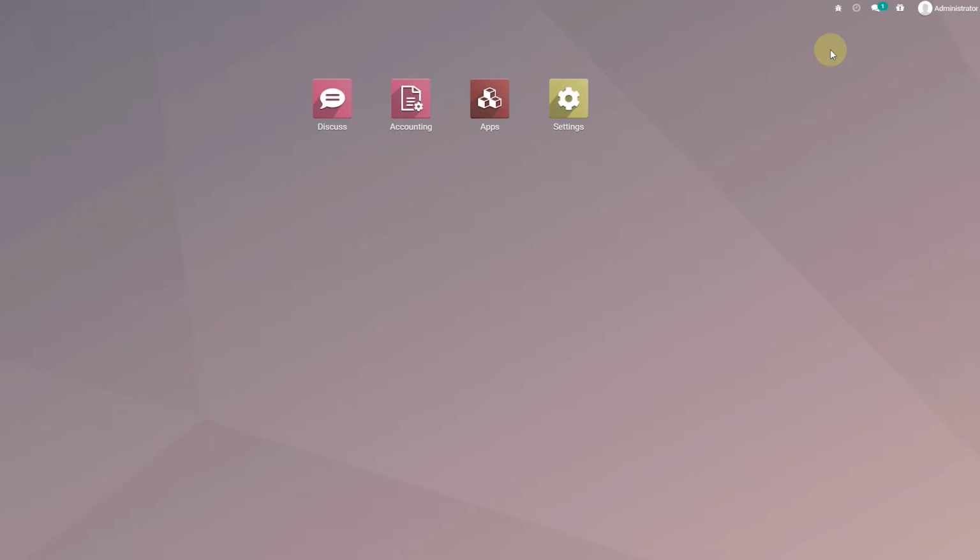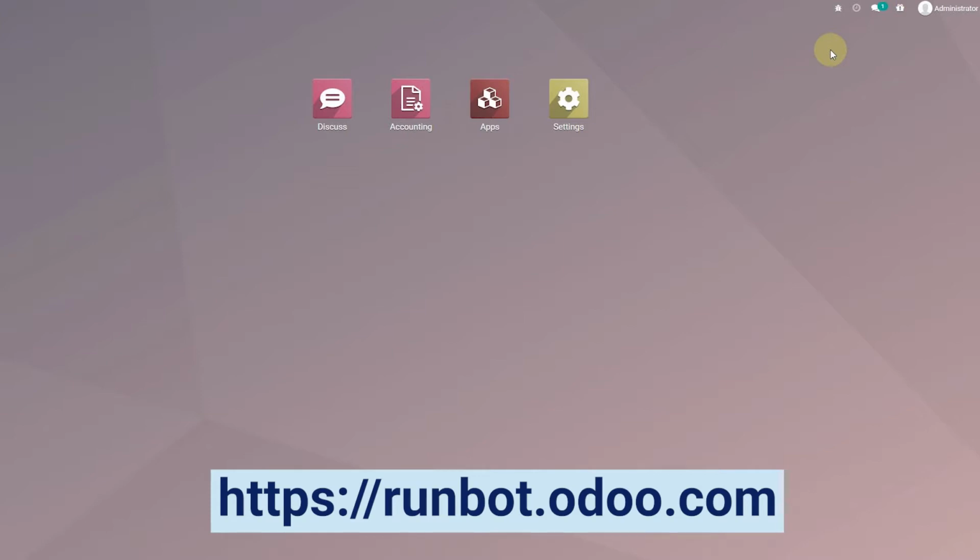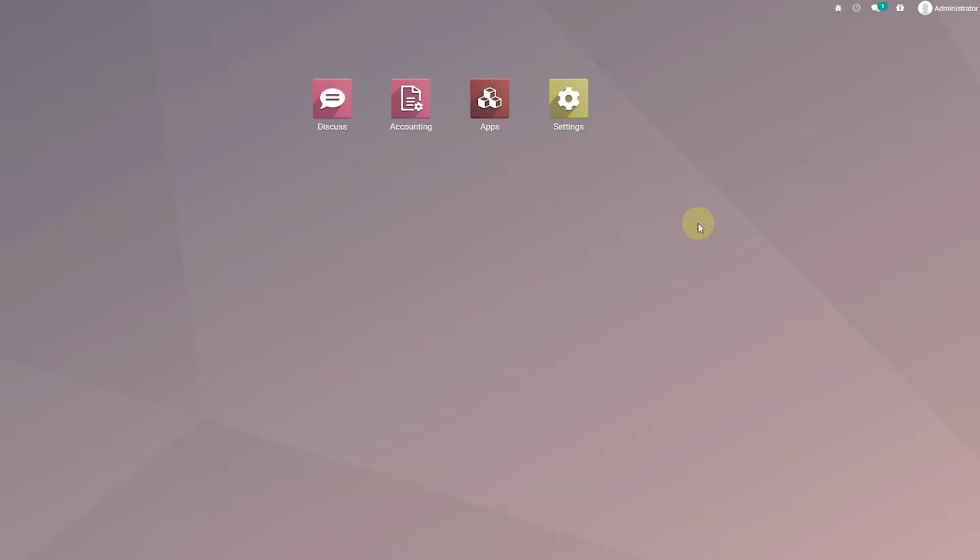You can go to runbot.odoo.com, where you can work with an installation of Odoo without any setup or installs and test out some of these things yourself. So right now, this is what you're going to see if you install a blank database in Odoo with the accounting application. I've installed just the accounting application. Again, this is Odoo 14.